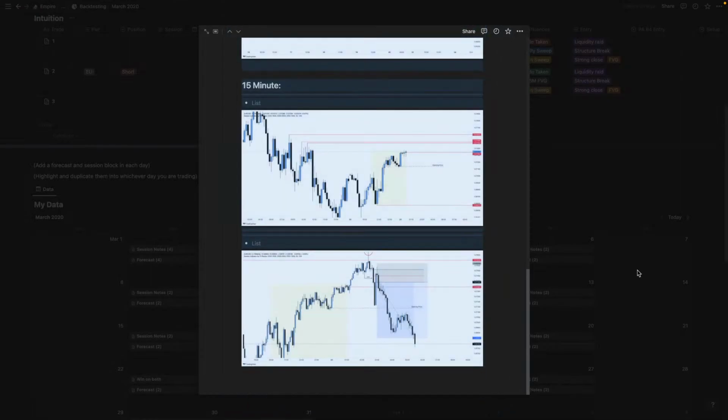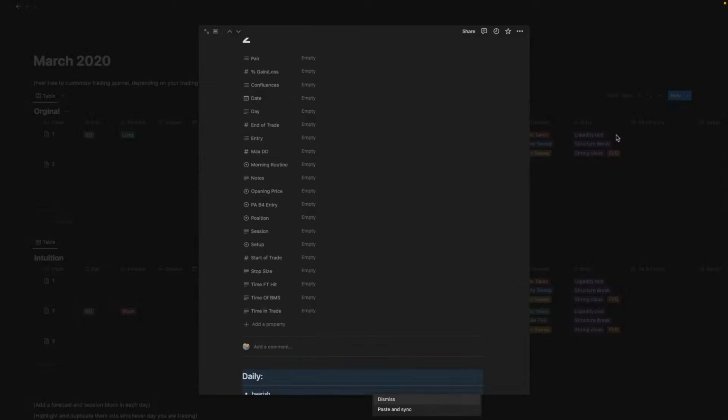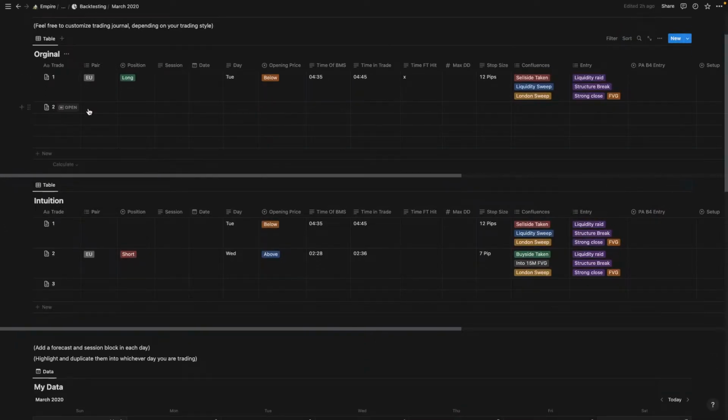Hopefully my laptop doesn't die. I want to finish this month. So this is our second trade using my original method. I'm not gonna fill all of this in. I'll just fill this in.